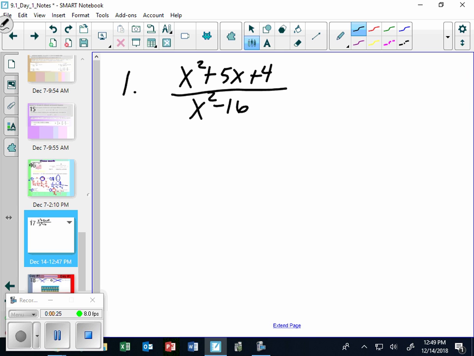Okay, and you are encouraged to work with the kid next to you and say, are you getting this? Is that what you got when you factored this? Okay, question 2. This is just on a blank Notability doc for right now.